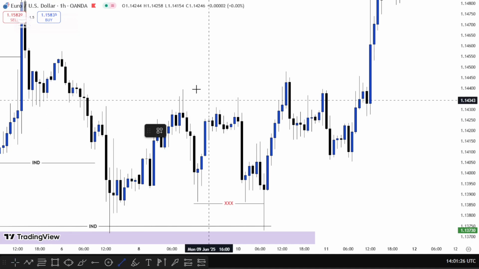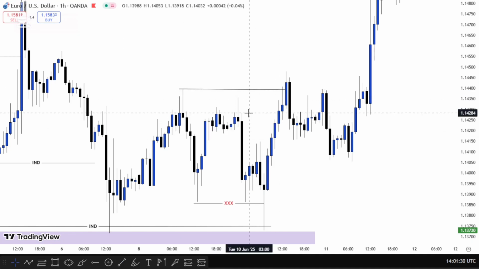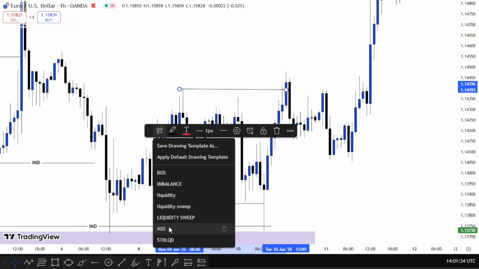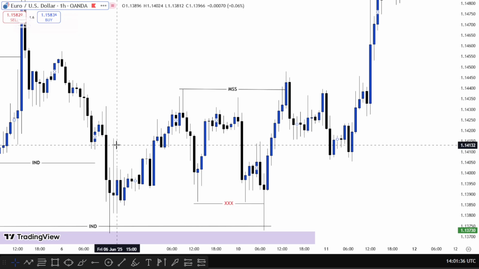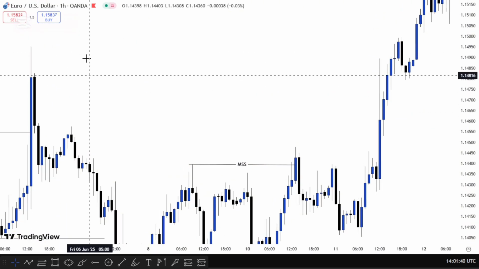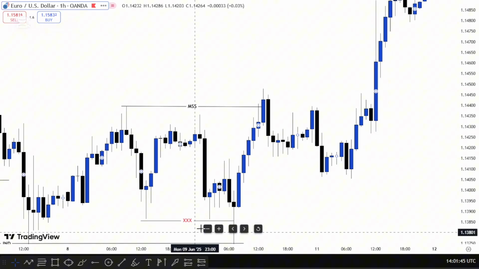And then here we have a market structure shift, which is cool. That gives us a market structure shift, following the smaller time frame. And if the market takes that high, then we'll have a break of structure. So we have a market structure shift on the smaller time frame. So now what are we going to do?